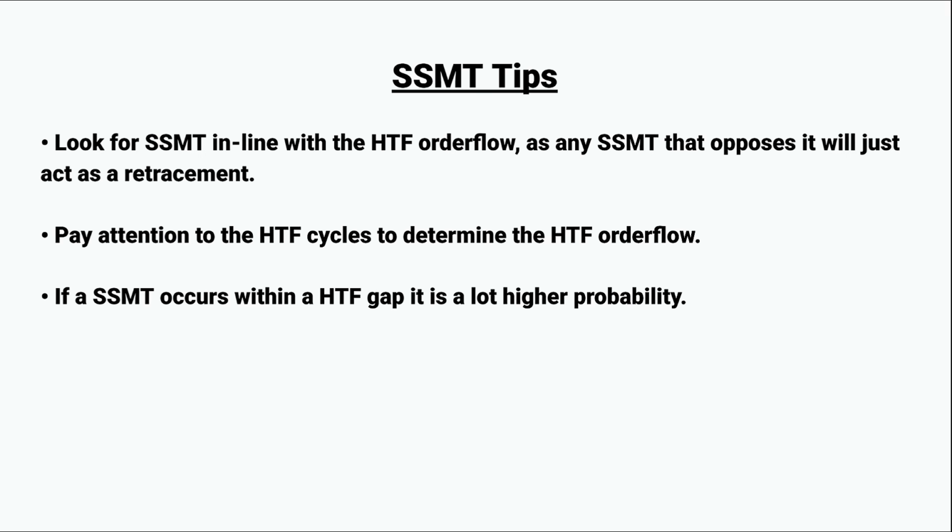In order to determine the higher time frame order flow, pay attention to the higher time frame cycles. For example, the monthly cycle can give you your weekly bias for anywhere around 1 to 3 weeks. The yearly cycle can give you a monthly bias for anywhere from 1 to 6 months.